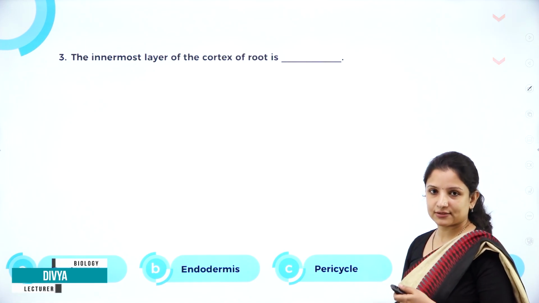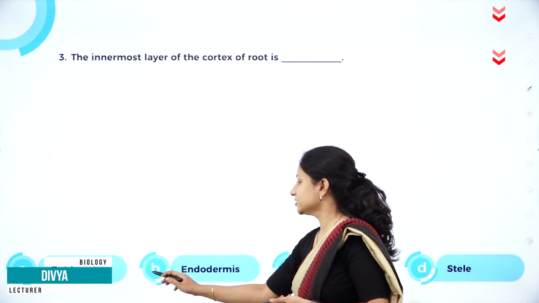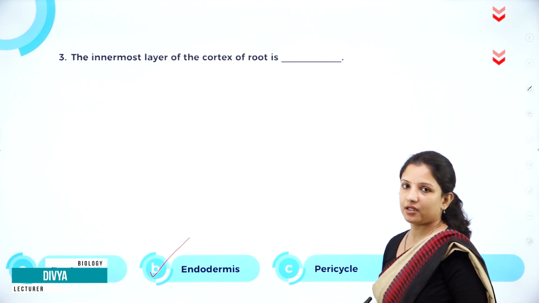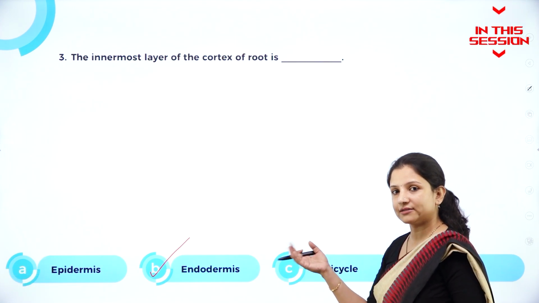Innermost layer of the cortex of the root is the endodermis. So after the cortex, we have the layer, that is, the roots have the layer which is called as the endodermis.